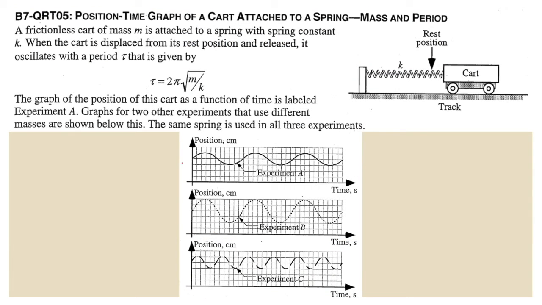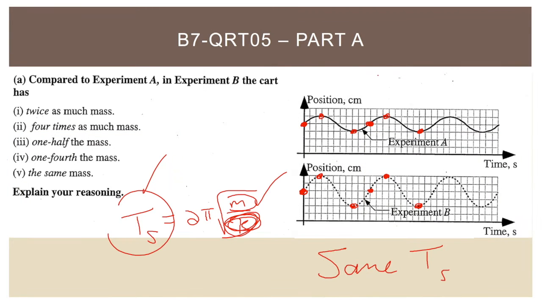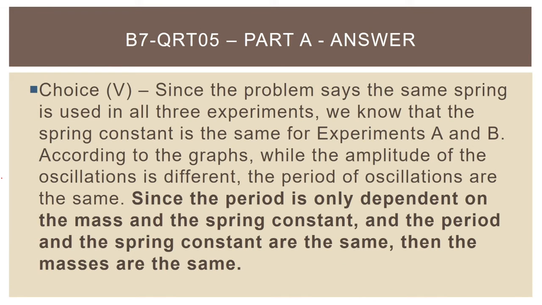The initial description of this problem tells you the same spring is used in all three experiments. And what that tells you is that it's the same spring constant that you're going to use in this calculation for all three experiments. And so the answer here in this particular problem, the first part, is that the masses are the same. It should make sense how the mass is going to affect the period. If an object has more mass, it has more inertia, which means it's harder to accelerate. The fact that it takes the same time to move these masses through this cycle tells you that the mass is the same. So what I wrote here is the answer is choice 5.